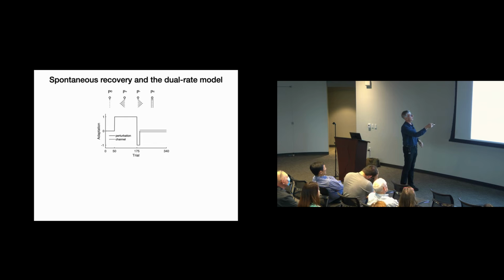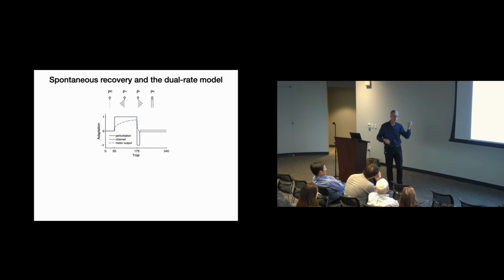So we apply a force field, and this is the P+ force field. And then we briefly apply the opposite force field for a small number of trials with the aim of bringing adaptation back to 0. So they start not adapted, they adapt to this, and then they come back to 0. Okay, so that's the aim of this experiment. And then they go into a long series of channel trials where they're just constrained in a straight line and we can measure adaptation. And naively, what you might think would happen, since they're back at 0, is they produce no forces into the channel walls and they're just back at 0.